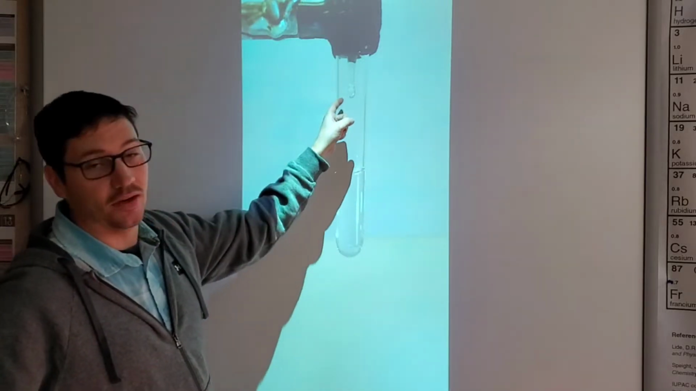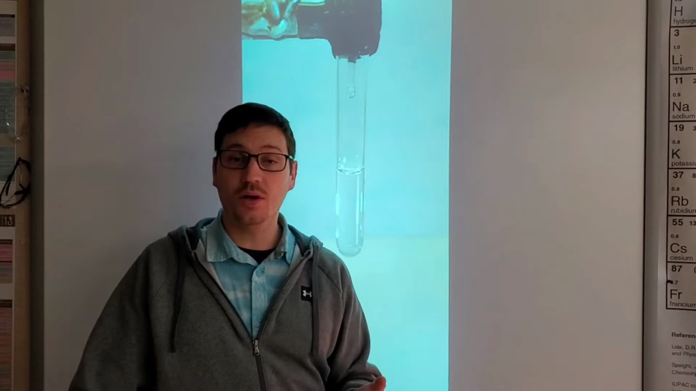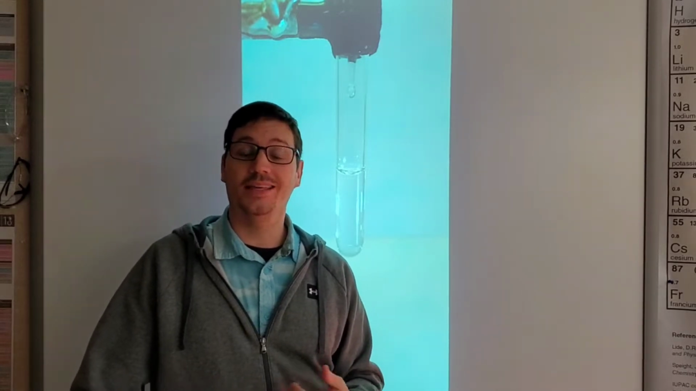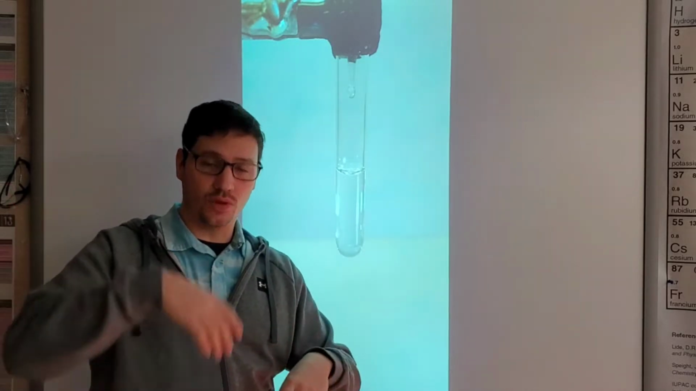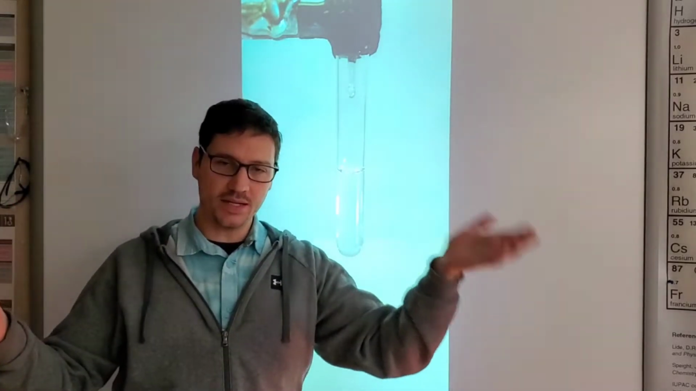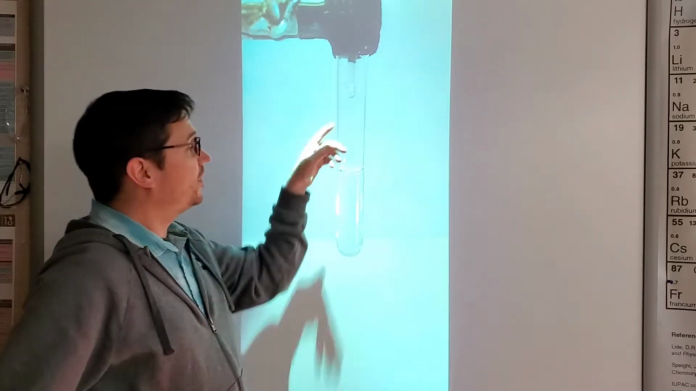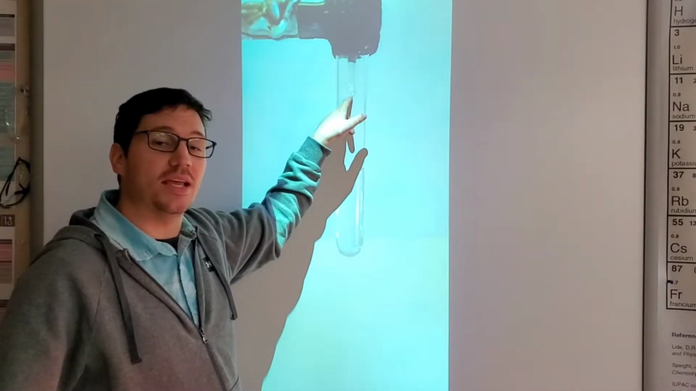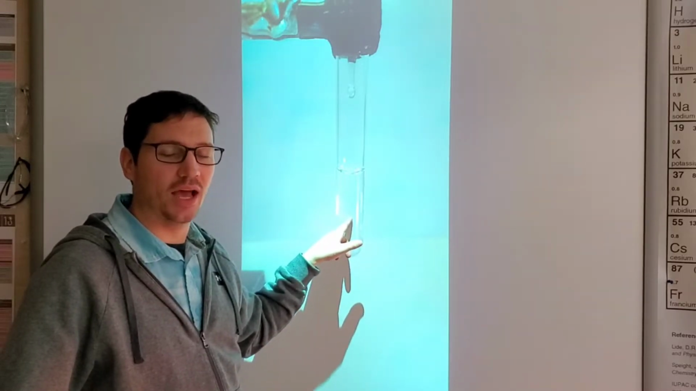Now up above here in an eyedropper, we've got lead 2 nitrate. That's also an ionic compound. It's clear and colorless. And it's also dissociated, so the lead 2 ions and the nitrate ions have separated from each other when they dissolve. So up here we've got lead 2 ions and nitrate ions. Down here we've got potassium ions and iodide ions.